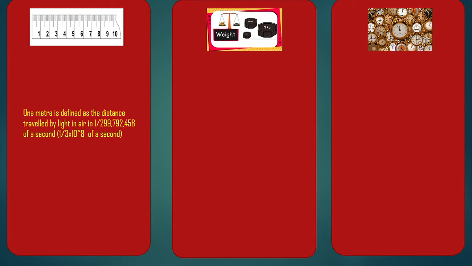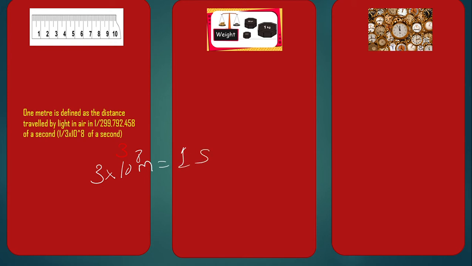Now the definition is that 1 meter is the distance traveled by light in air in approximately 1 upon 3 into 10 to power 8 of a second. In simple words, it means that light travels 3 into 10 to power 8 meters in a second.